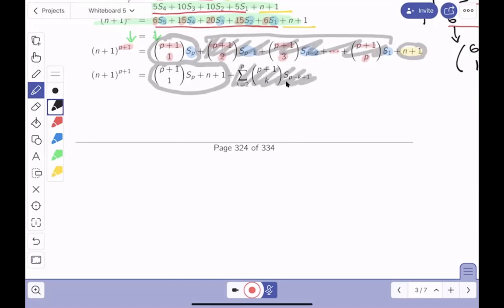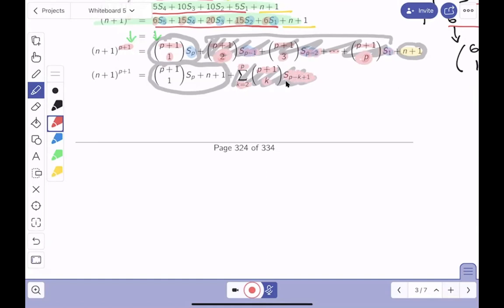Well, clearly, where do I start? Start at 2 and end at p. Let me outline that for you. I'm starting at 2 and I'm ending at p. What are the binomial coefficients? They're always p plus 1 on top. And then the k goes from 2 up to p. That's pretty good. What's the next thing? This is going to be tough. You need to look at this, and I want to check it out.